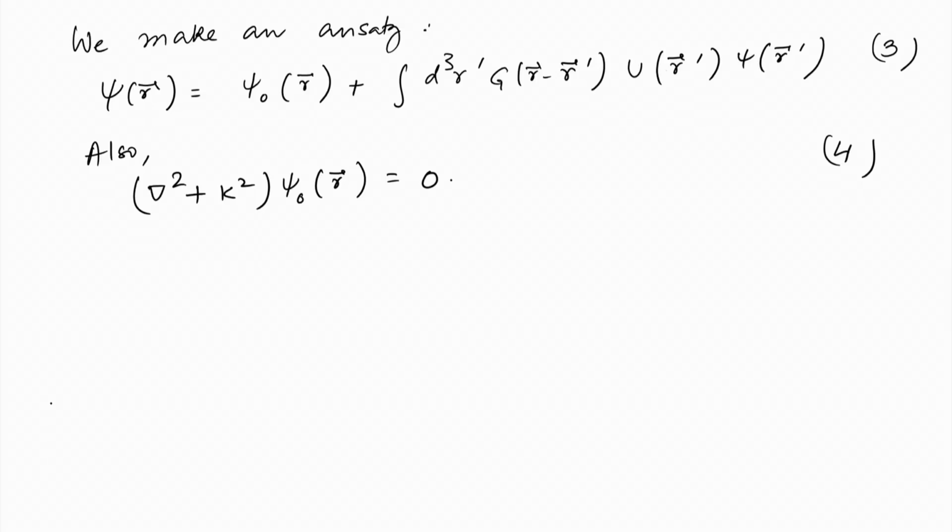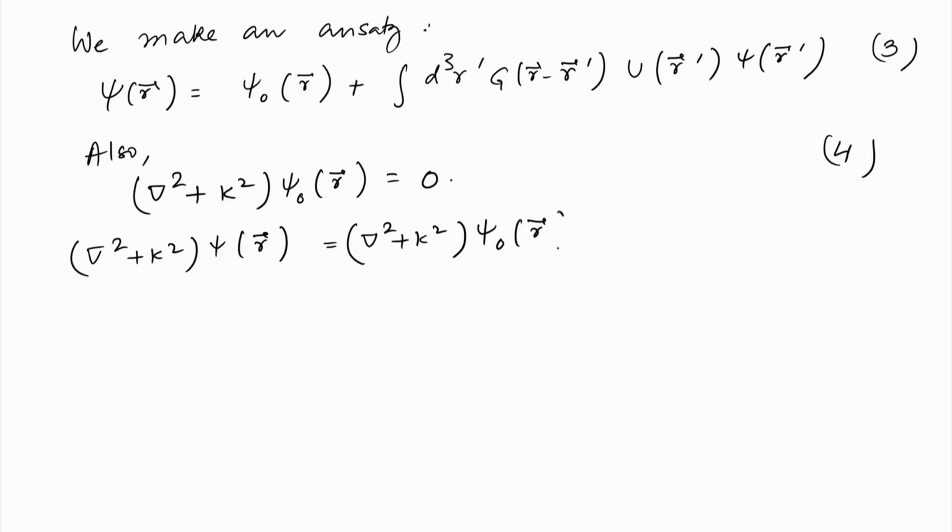All right. So, after that we will write down (del square plus k square) psi of r, that is, we need to check. So, this is equal to del square plus k square. We operate del square plus k square on both sides by this psi 0 of r. Now, we are going to show that equation 3 is indeed a solution of 1, plus (del square plus k square) g of r.